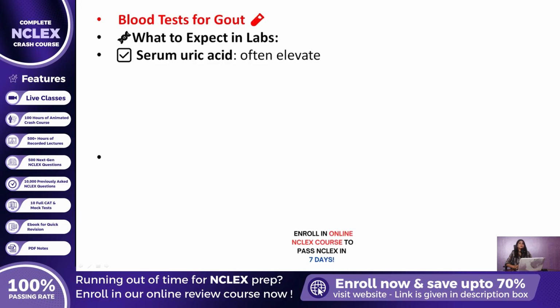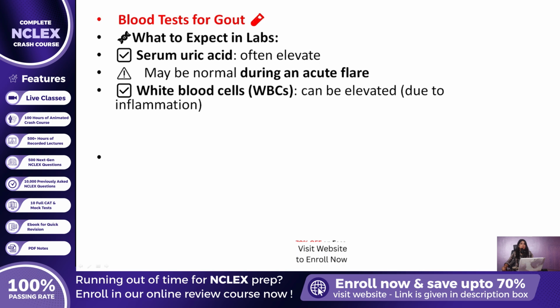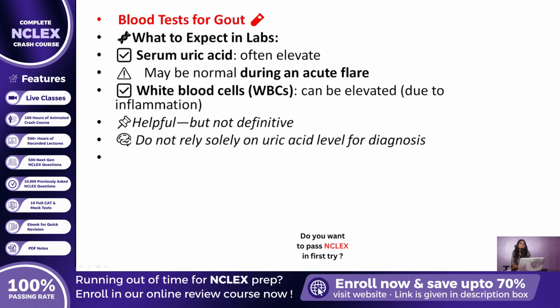But here's the important part. During an acute flare, the uric acid level can actually be normal. So you cannot rely on this test alone to make your diagnosis. A complete blood count might also show elevated white blood cell levels during a flare, simply due to the inflammation. Now, let us talk about the gold standard.